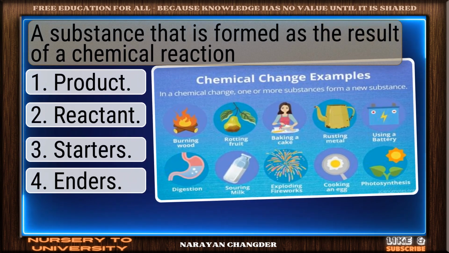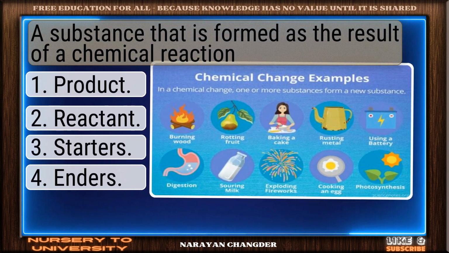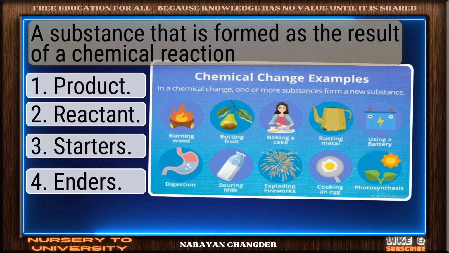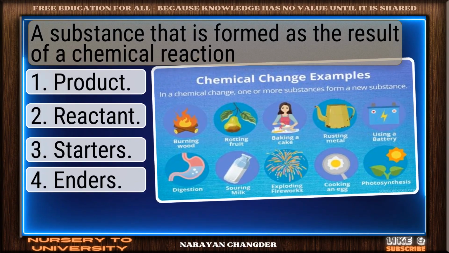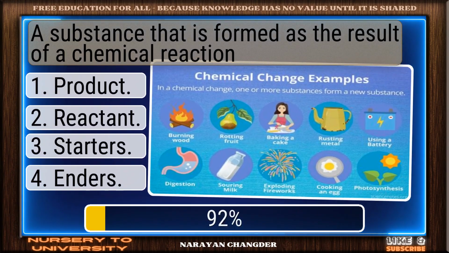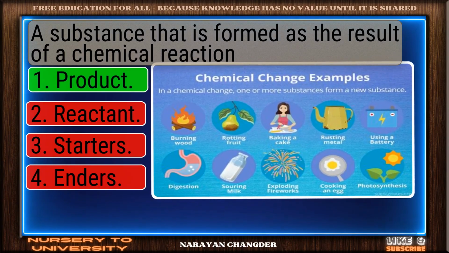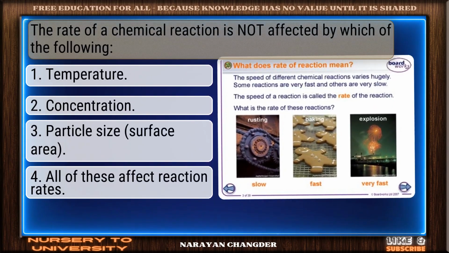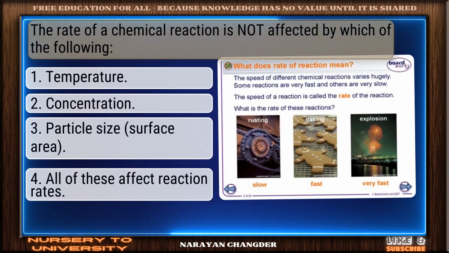A substance that is formed as the result of a chemical reaction. Option 1, product. Option 2, reactant. Option 3, starters. Option 4, enders. Right choice, product.